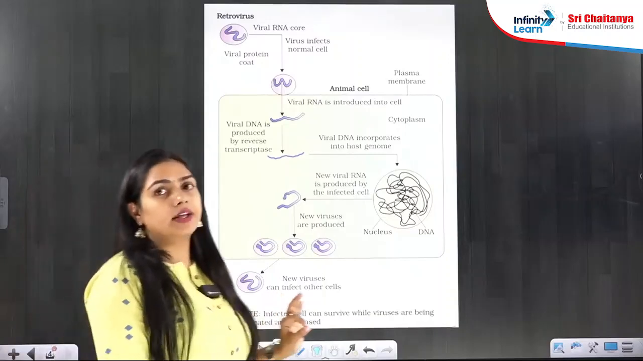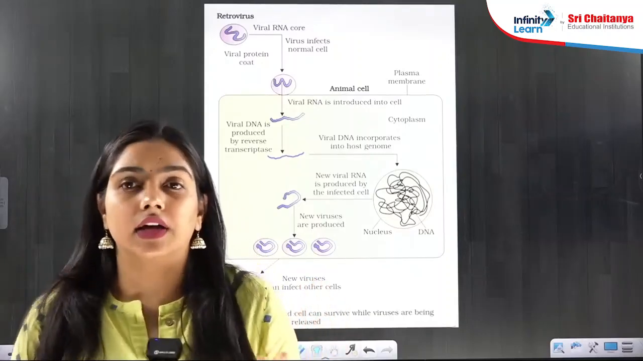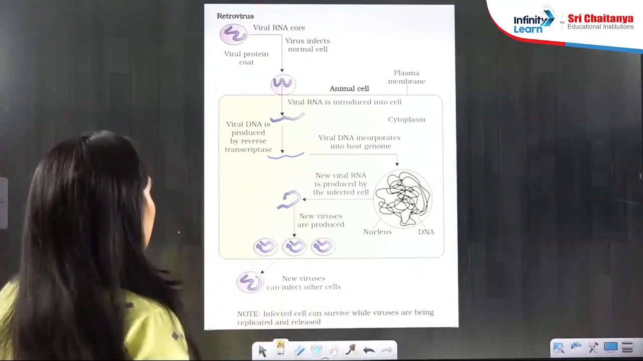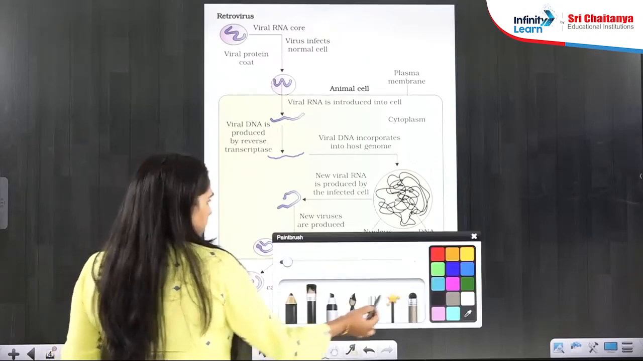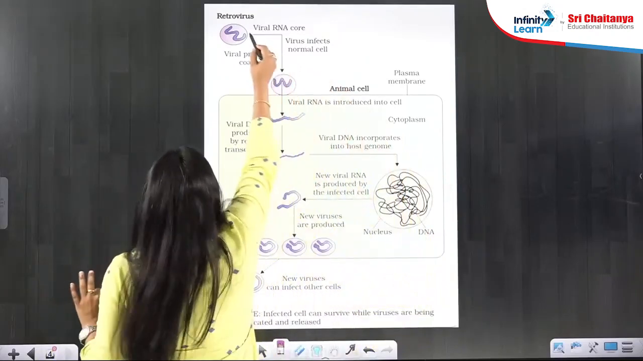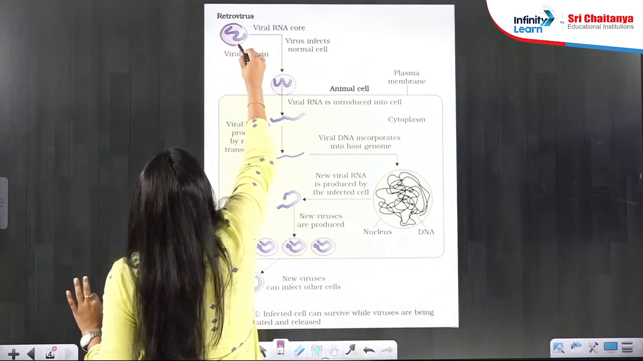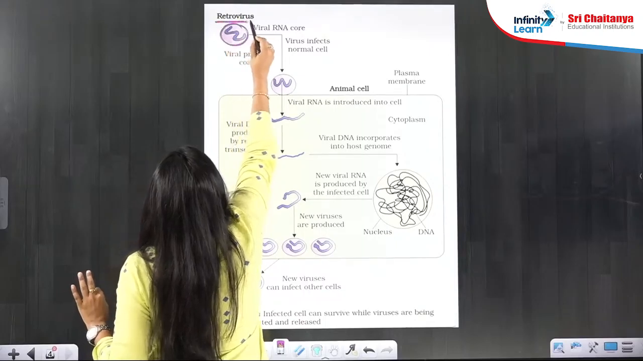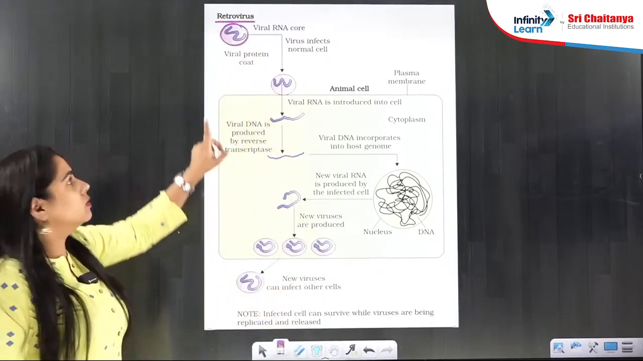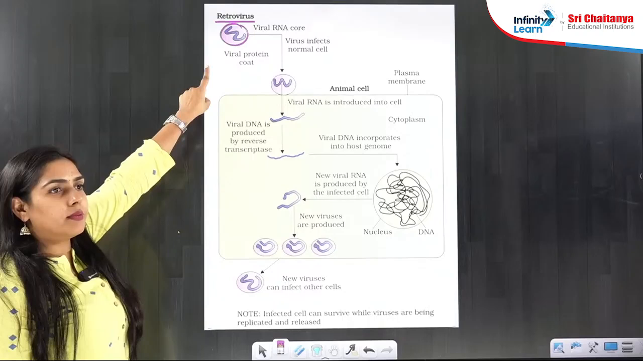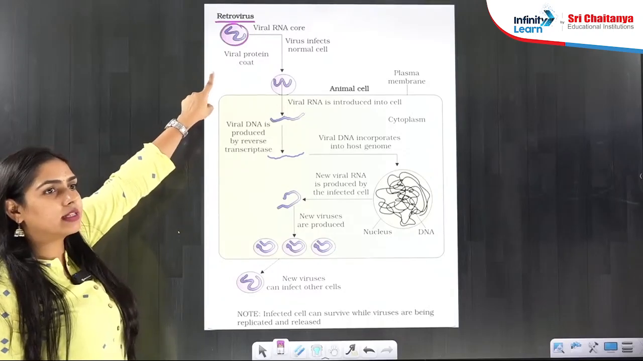This is the NCERT figure. I hope it is clear to you. Now you can see the retrovirus. Everyone tell me, can you see the retrovirus?